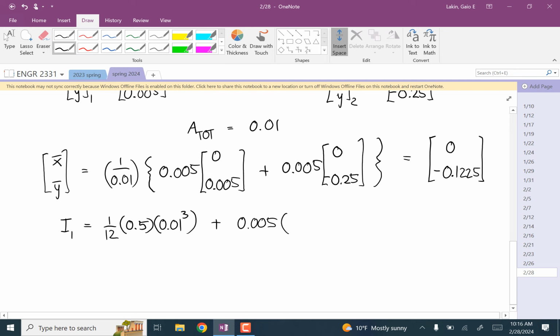So that is 0.1275 squared. And if you multiply this out, you get 8.13 times 10 to the minus 5.